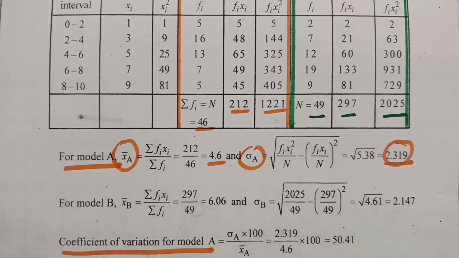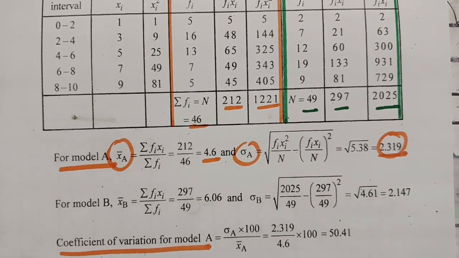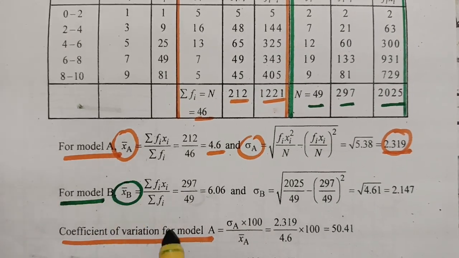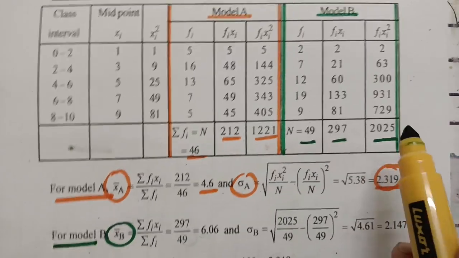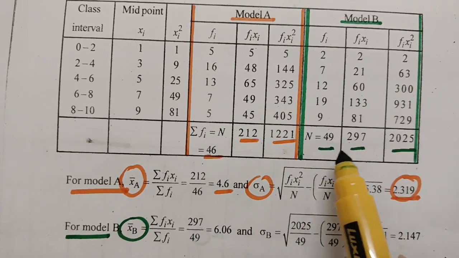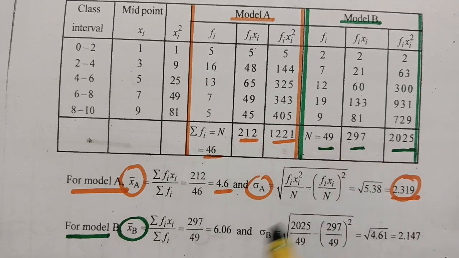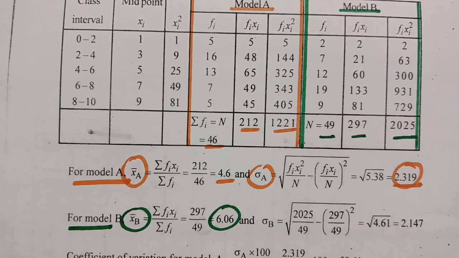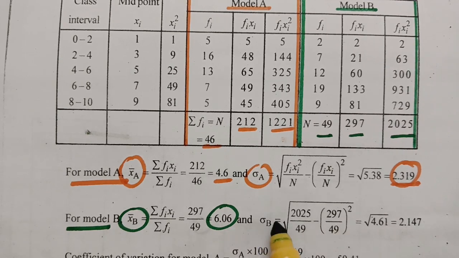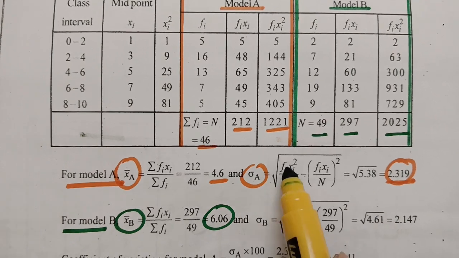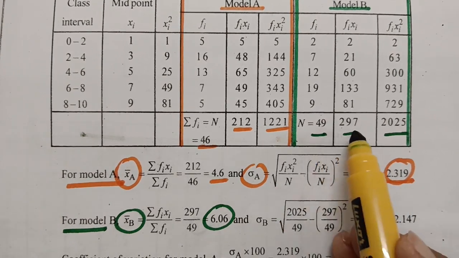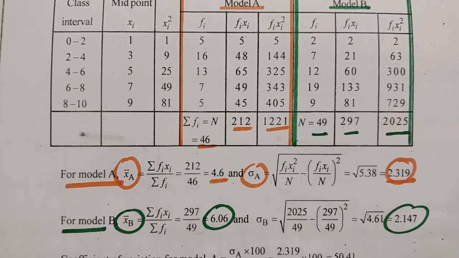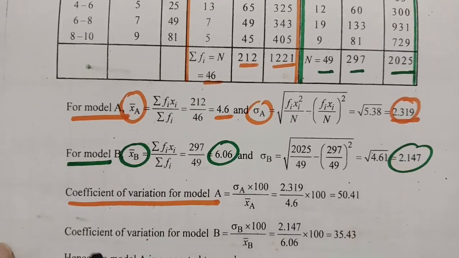And next one, for model B. So in this case also, I want the mean. So here mean value is equal to sigma fi xi by sigma f, that is 297 by 41. So this value is 6.06. And here sigma B, the standard deviation, uses the same formula. If you substitute with these values, we are getting the value as 2.147.